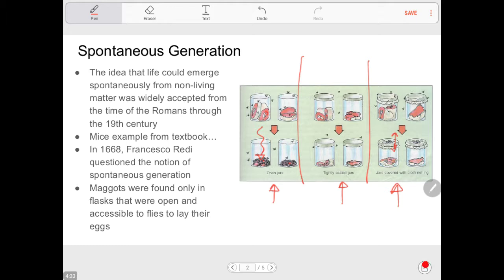You can't just have life emerge from non-living things. The only reason the maggots grew here is because the flies were able to fly into the jar, lay their eggs, and then the eggs would hatch and grow. In these two cases, maybe the flies tried to get in there, but they couldn't. There was no laying of the eggs, so we had no new generation of life. So spontaneous generation was disproved here.